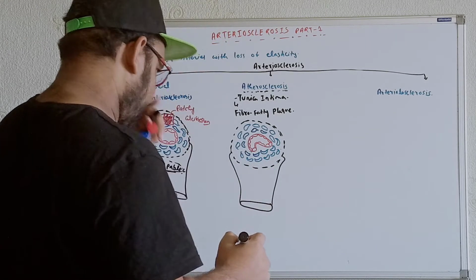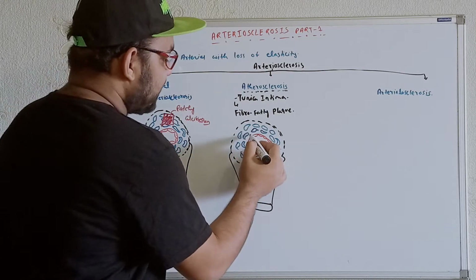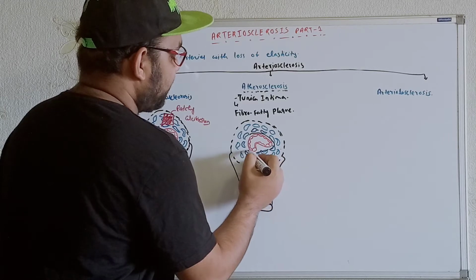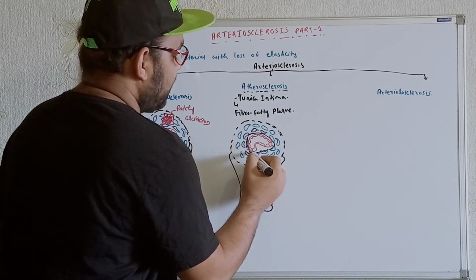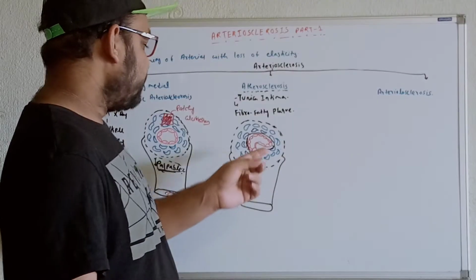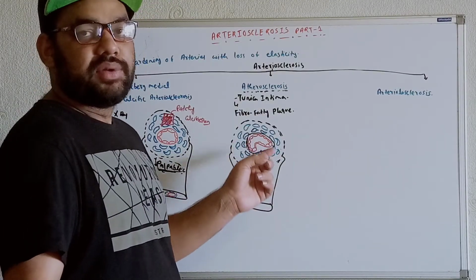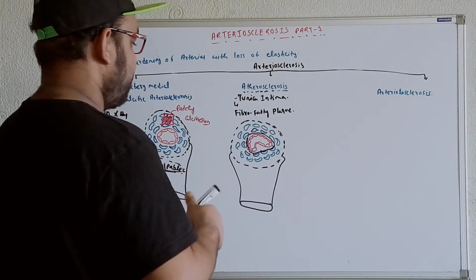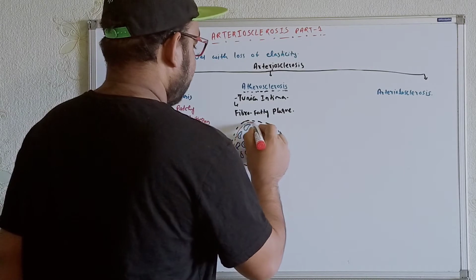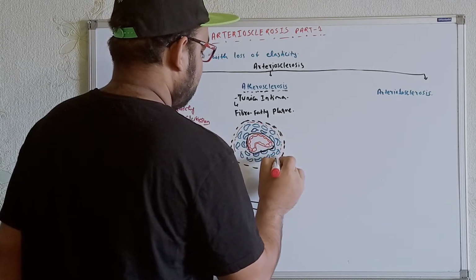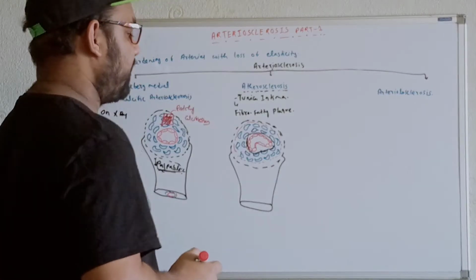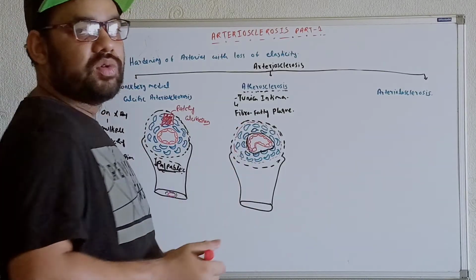In this case, if we just draw these layers, this is the internal elastic lamina that will separate the tunica intima and tunica media. And another layer we will get over here. If I draw it in this way, this is the other layer we are getting, that is known as the external elastic lamina, that will separate the tunica media and tunica adventitia. After that, we will get the tissue layers as you know normally.